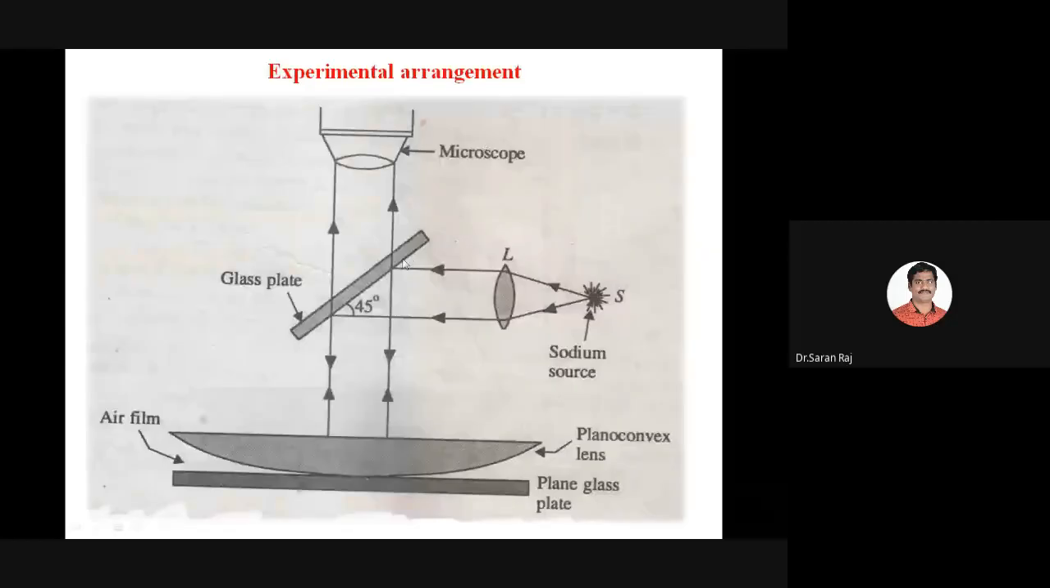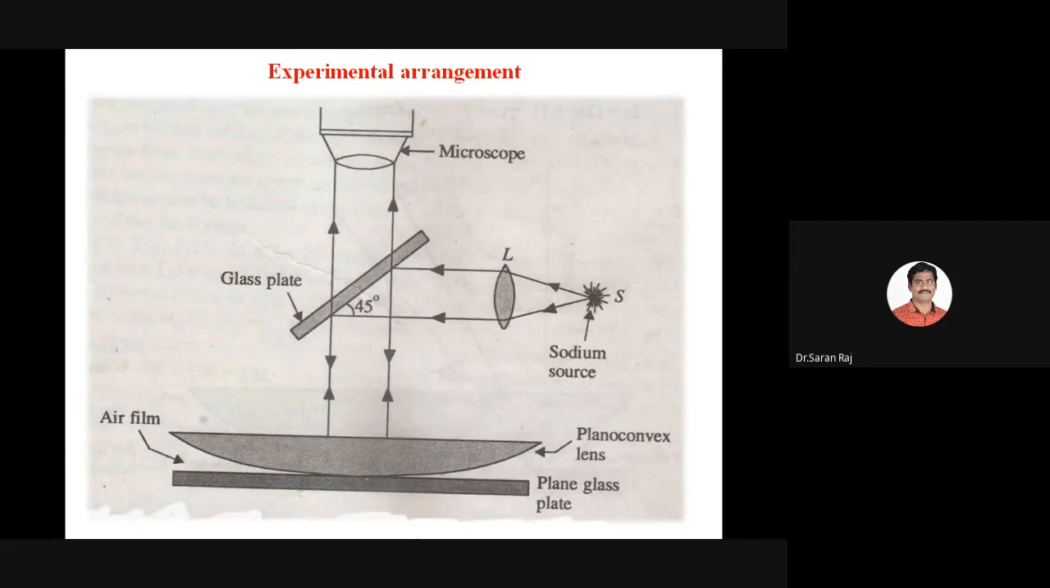experimental procedure. Next, what is the experimental arrangement? In the Newton's ring experimental arrangement, the apparatus we need are first a microscope, a plane glass plate, a monochromatic light source, and a lens. Another one is a plano convex lens, and another is a plane glass plate. With this apparatus we can perform the experiment.